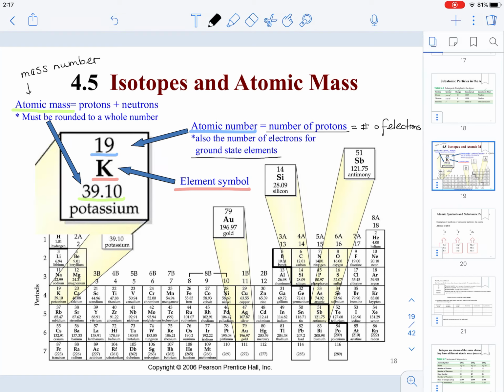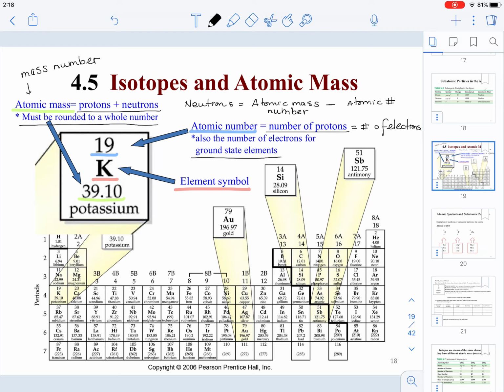Now, when it comes to the atomic mass, the atomic mass gives us a value of protons and neutrons, but in order to do that, we're going to round it to a whole number. That's only when we are doing calculations. So what does this mean? If you at some point need to find the neutrons for a particular element, you're going to take the atomic mass number and subtract the atomic number from it.